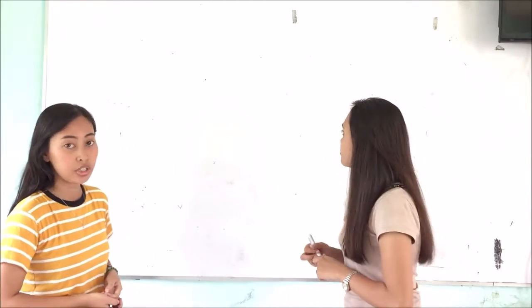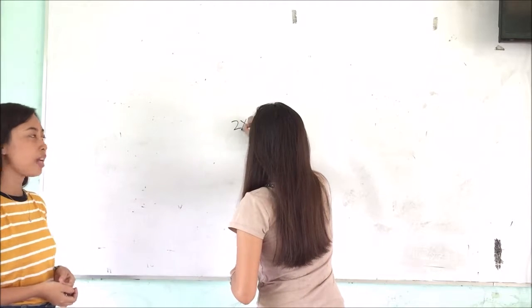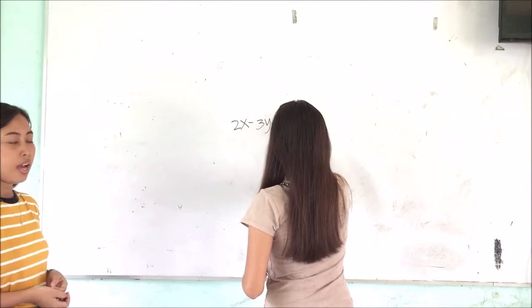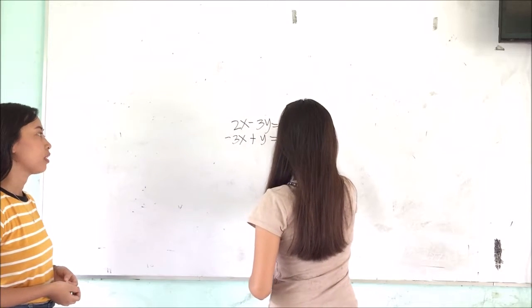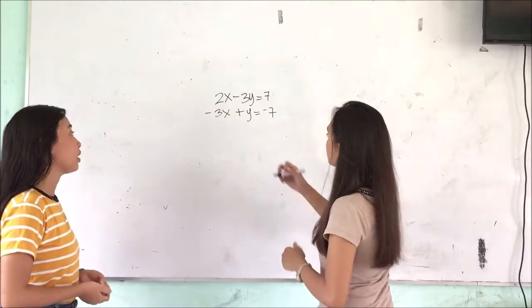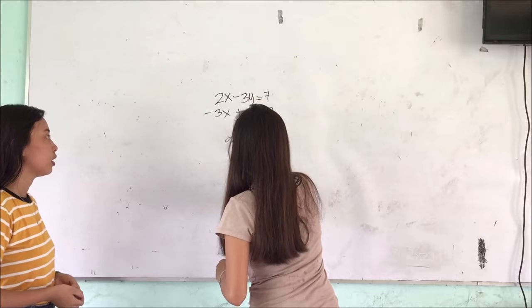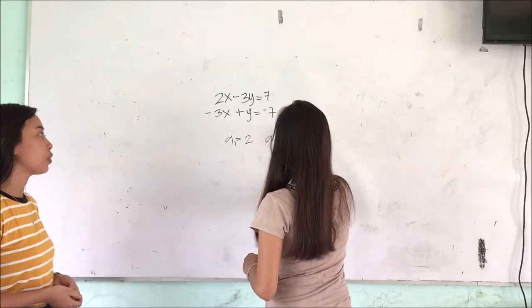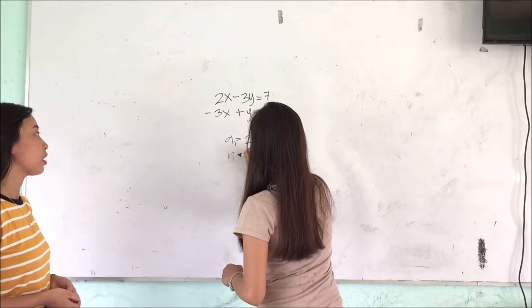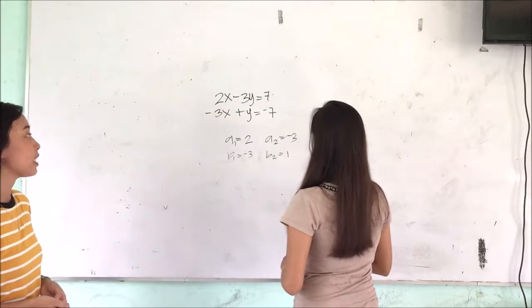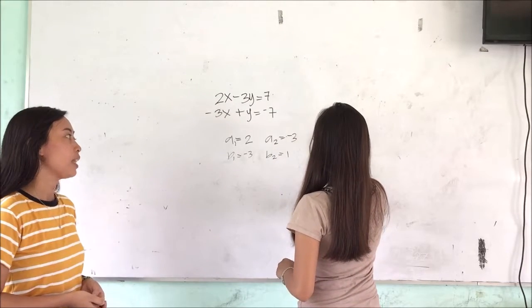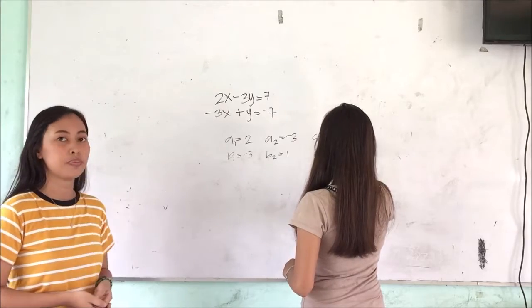We're going to solve first using Cramer's rule, for a system of linear equations with two variables. The equations are 2x minus 3y equals 7 and negative 3x plus y equals negative 7. So a sub 1 is 2, a sub 2 is negative 3, b sub 1 is negative 3, b sub 2 is 1, c sub 1 is 7, and c sub 2 is negative 7.